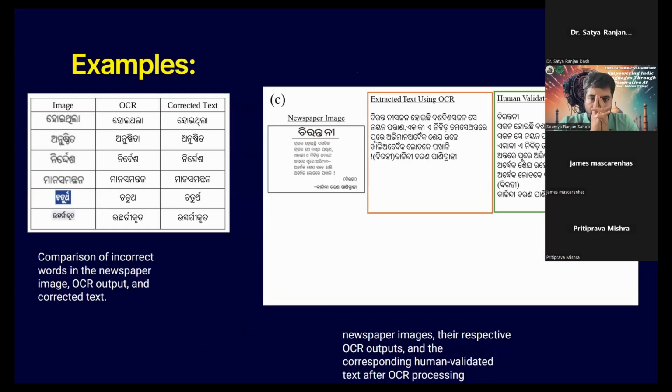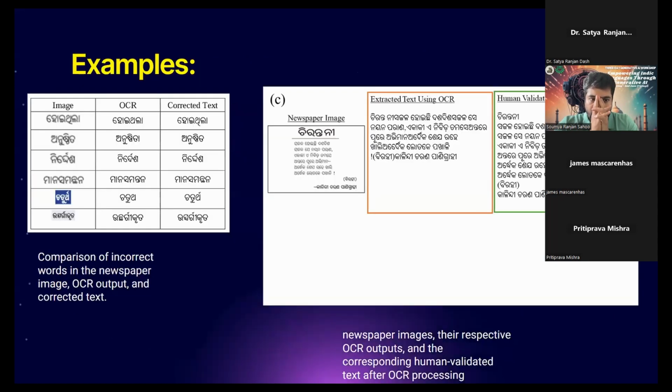Here are some examples of our data. We gave the image of the original data, and then passed it through the OCR, and after that it was human validated. And in the second example, we have a passage of a newspaper, and similarly we pass it through the OCR and then validation.